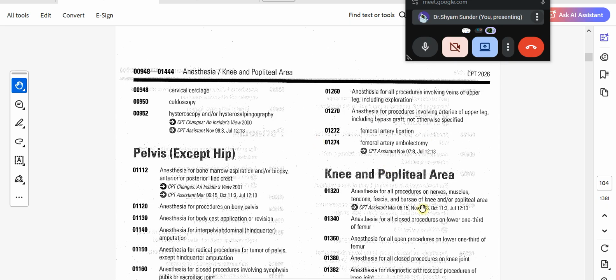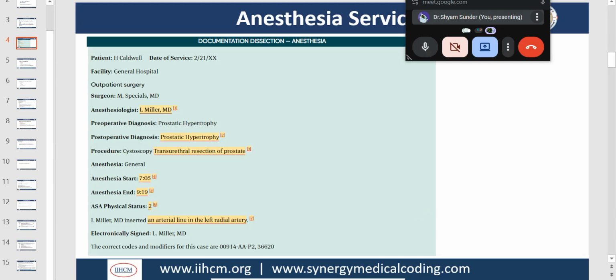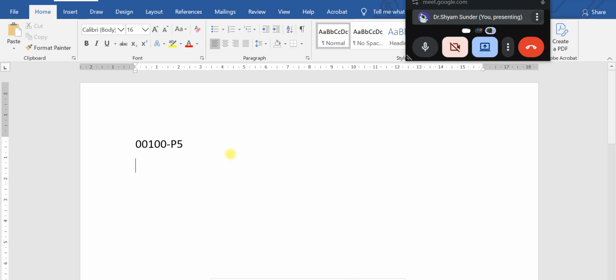So let us examine one example. Can you give me any simple procedure that you know that you want to examine now? Any simple procedure, or any procedure that you know. Surgery procedure.